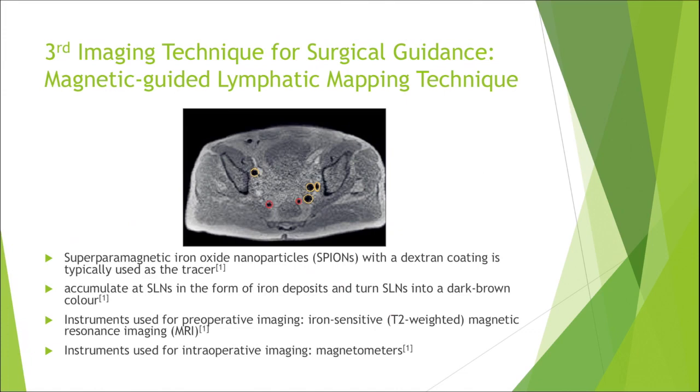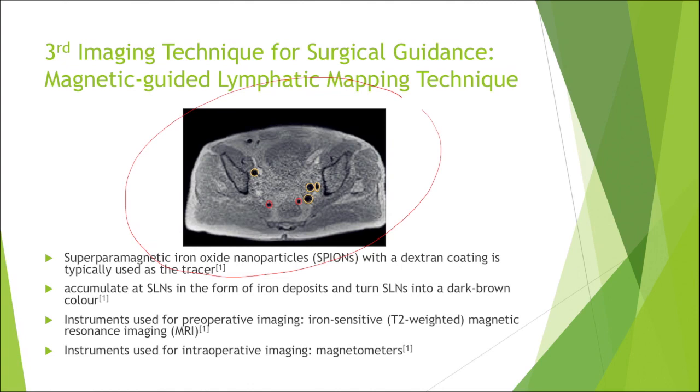For preoperative imaging, iron-sensitive T2-weighted MRI will show malignant SLNs as negative contrast, as you can see on this image. They appear as black circles. If they have already developed into macrometastases, they will show up as positive contrast. For intraoperative imaging, magnetic probes will be used.